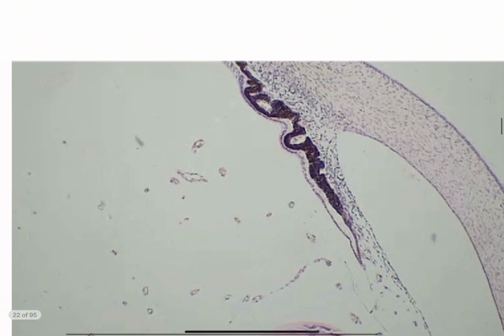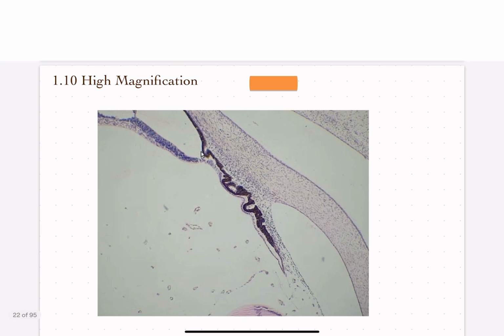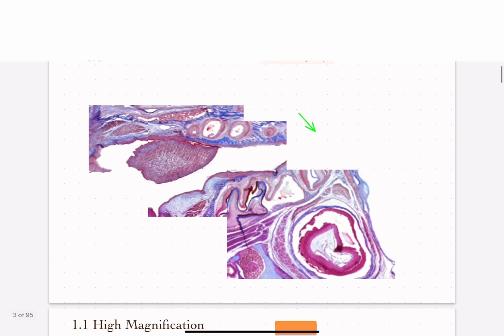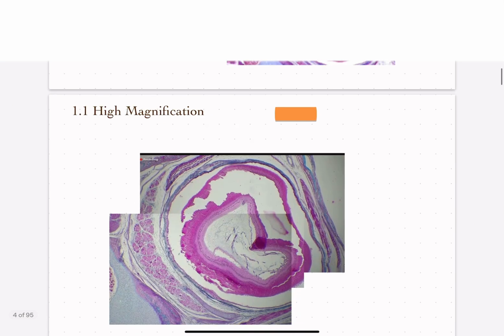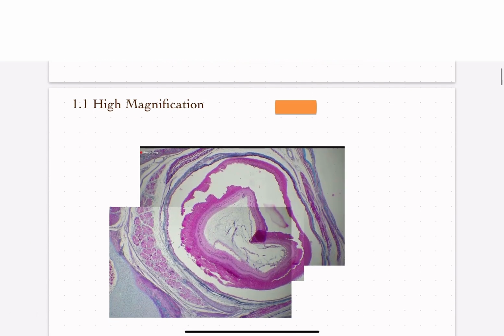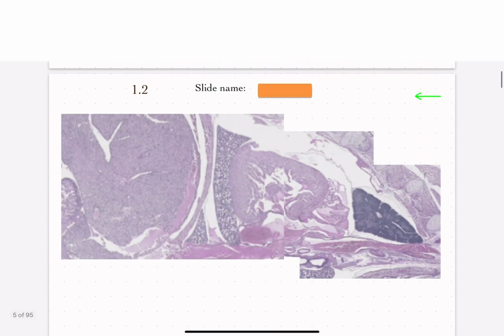Okay, that's the end of this first test. Now let's go through the answers real quick. So the very first slide name was head development of dog embryo. It's okay if you don't know the exact animal. I think it would be enough to just write embryo head development. Zooming in, we were zooming into the eye. And this was the neural retina because this was the area that I was showing you guys.